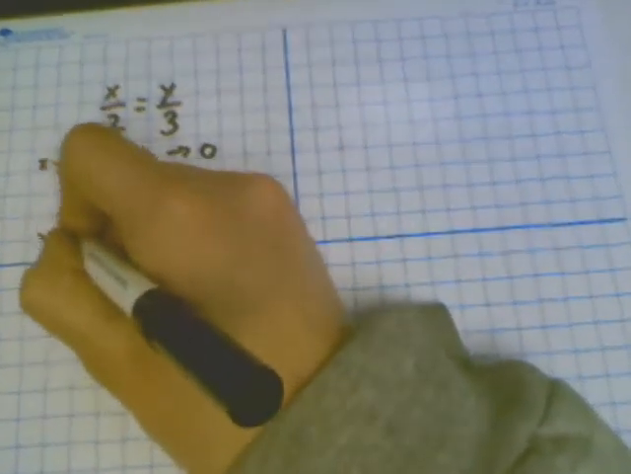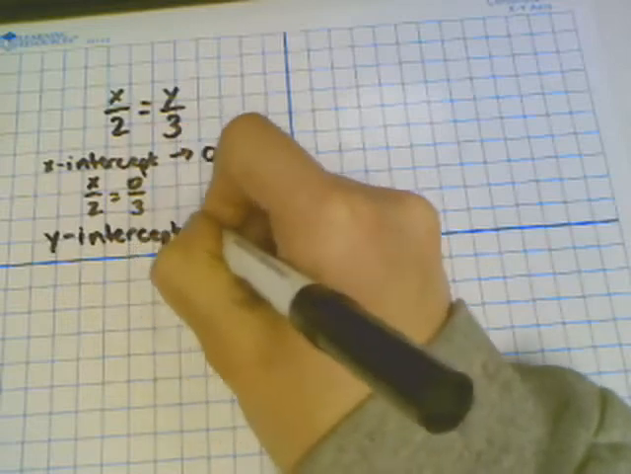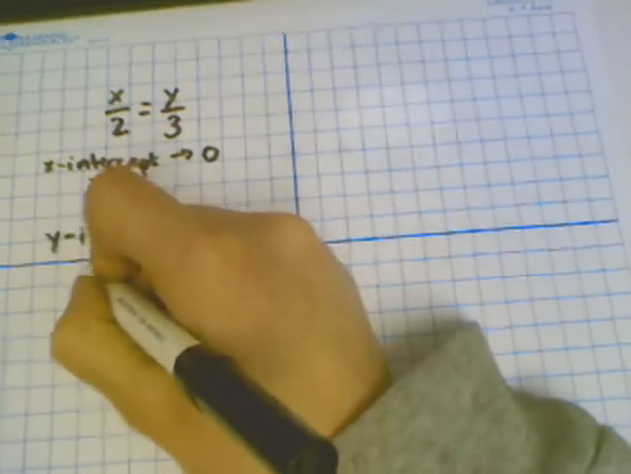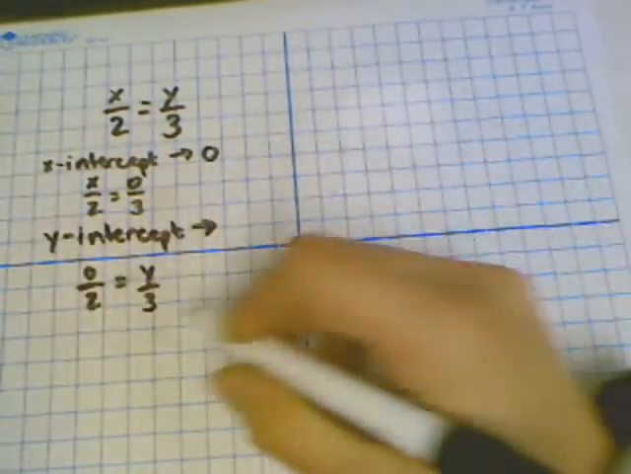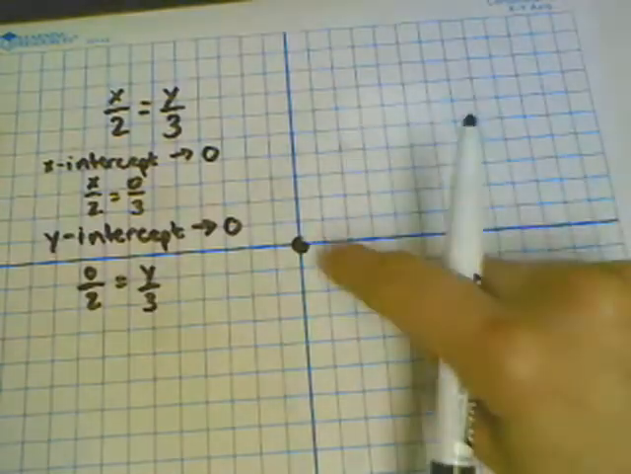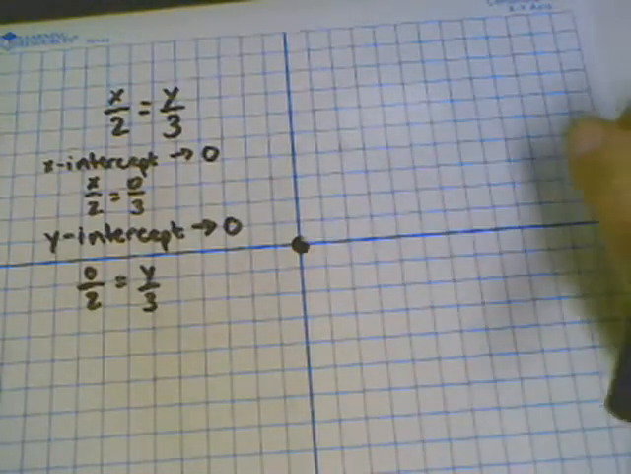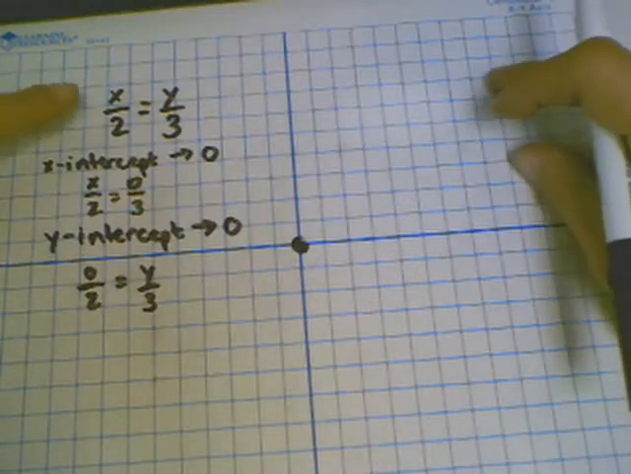When I do the same work to find the y-intercept, that means I'm going to plug 0 in for x. I'm going to get the equation 0 over 2 equals y over 3. And when I do the work to figure out what y is, I get that y is 0. So the x and the y-intercept are both 0. That means it goes through the origin. I need another point to graph this line.